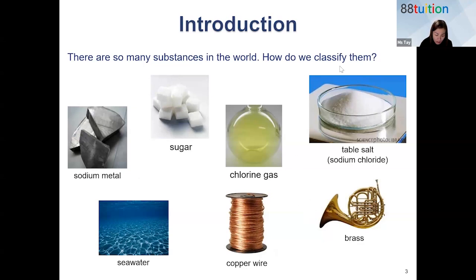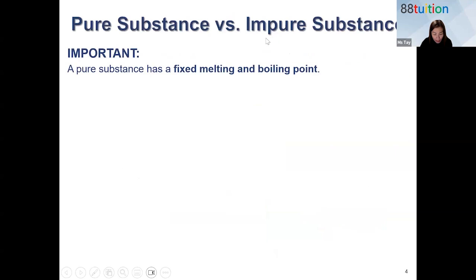And then they also ask this question, right? So many substances in the world, how to classify them? So of course, there are ways to classify them. Okay, firstly, you need to understand what is the meaning of pure substance and impure substance. Okay, pure substance will have fixed melting and boiling point.